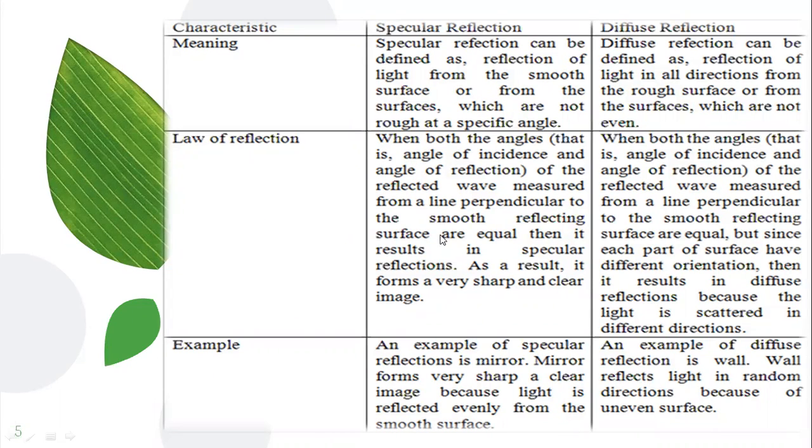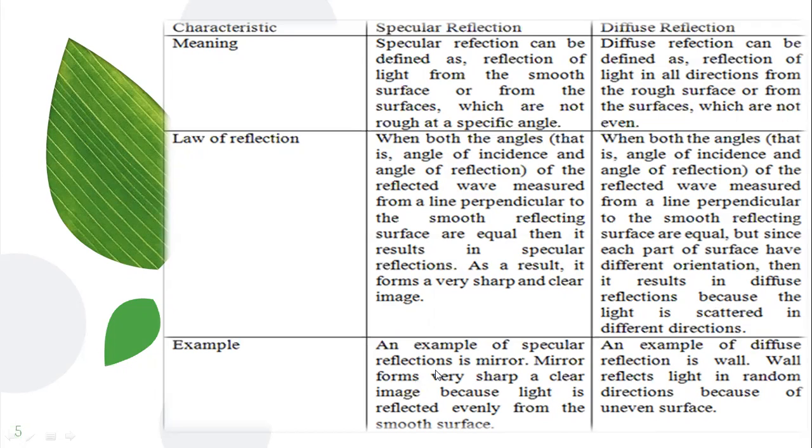So regular reflection follows the laws of reflection. In this case, the angle of incidence is equal to the angle of reflection and it forms converging light. It converges the light at one point and makes a very sharp and clear image. But in diffuse reflection, the light is scattered in many directions, so it does not properly follow the laws of reflection.